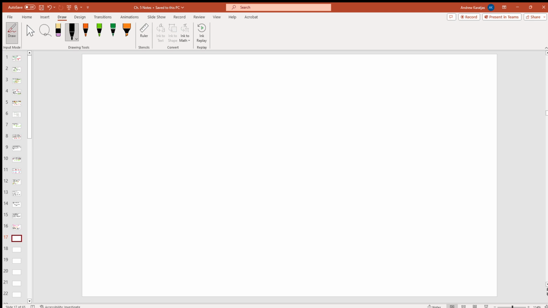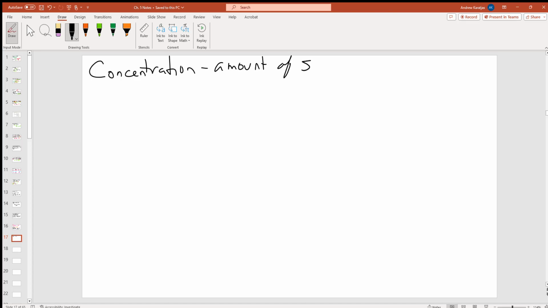So our next thing to look at is how we express concentrations when it comes to solutions. Concentration is a way that we express the amount of solute that is dissolved in a solvent.